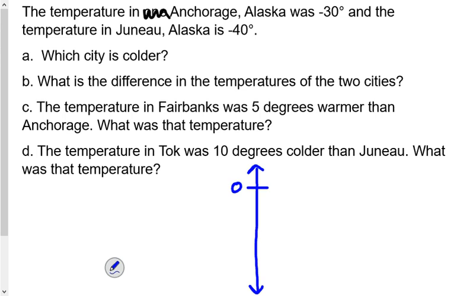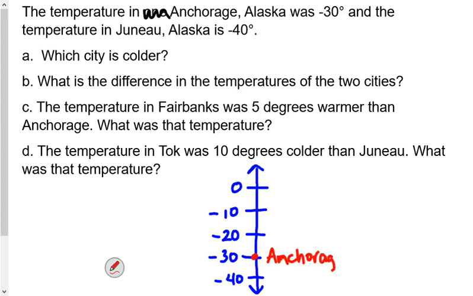And I'm actually going to count by tens because I think that's going to make it easier since we're talking about such low temperatures. So the temperature in Anchorage, Alaska was negative 30 degrees. So let's make this negative 10, negative 20, negative 30, negative 40. So Anchorage was negative 30 degrees. So we're going to label that. And the temperature in Juneau is negative 40 degrees.